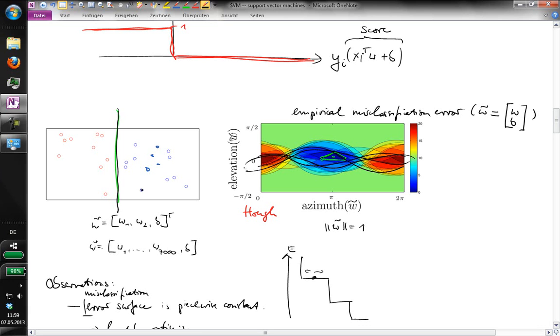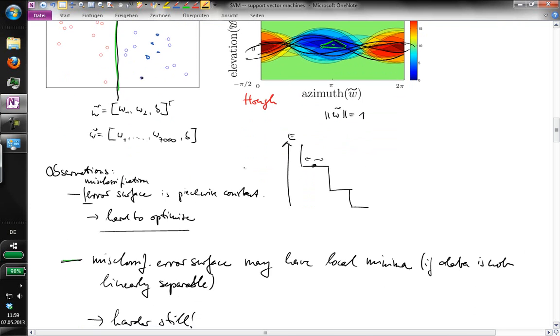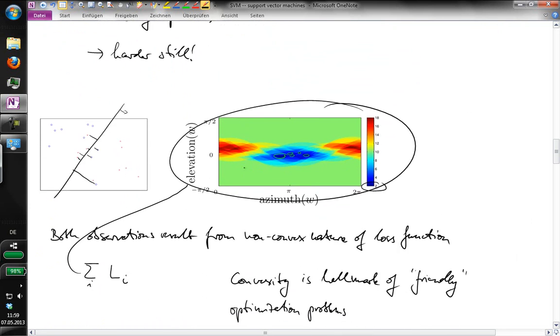What you do really want to do is to either smooth this surface and or make it convex. And essentially neural networks smooth this kind of surface, and support vector machines make it convex.